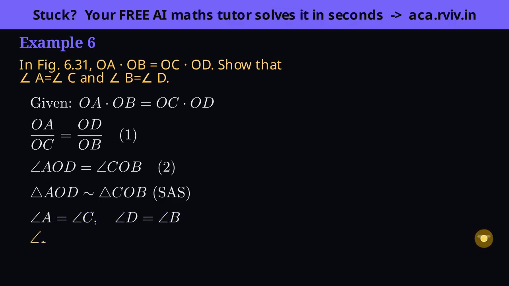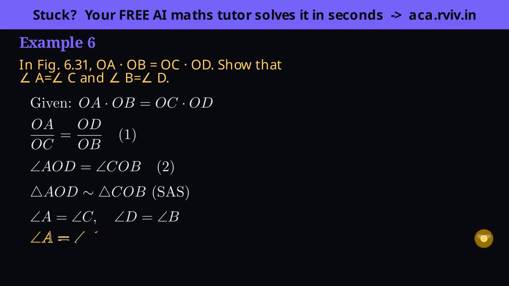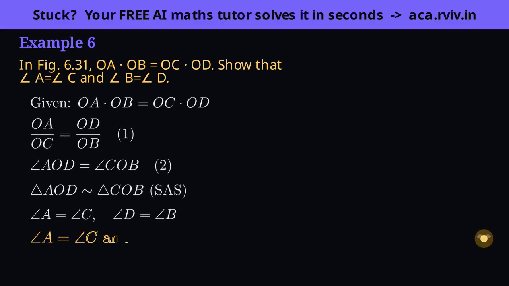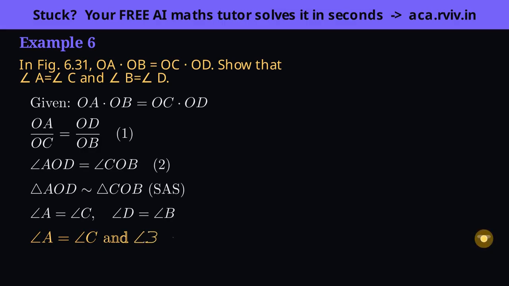The takeaway: a product equals product condition is a ratio waiting to happen. Divide to convert it, then look for the included angle. Vertically opposite angles at a crossing point are the usual gift, and you've built an SAS similarity.